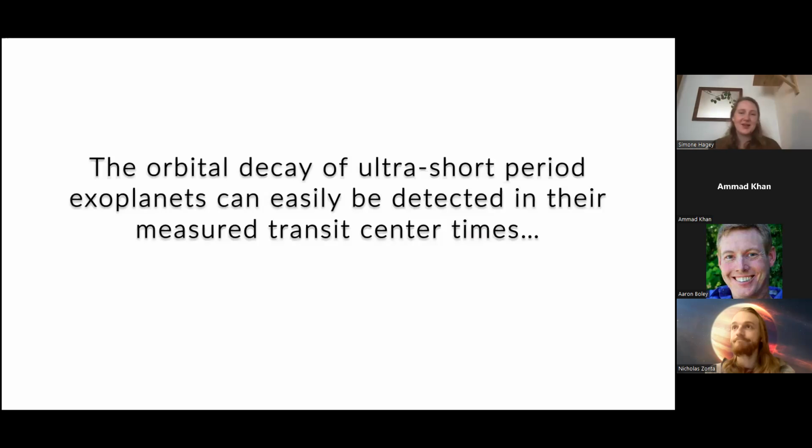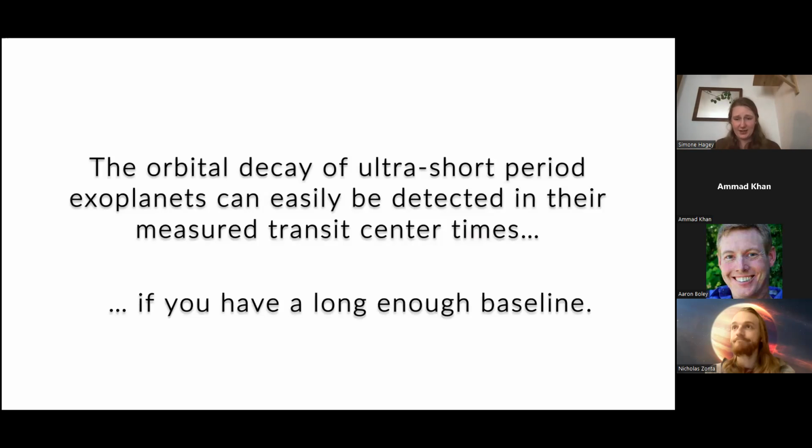Okay, so I just threw a bunch of theory at you, but to summarize, the orbital decay of ultra short period exoplanets can easily be detected in their measured transit center times. It's a simple quadratic model, it's not difficult to fit, and clearly it will be visible in the transit timing data. But the caveat is that we need a long enough baseline of data. And that is the main issue facing this type of work right now: you need to have at least a decade, ideally more, as much as you can get, of a baseline of data in order to notice a change, because this happens relatively slowly. It's fast at astronomical time scales.